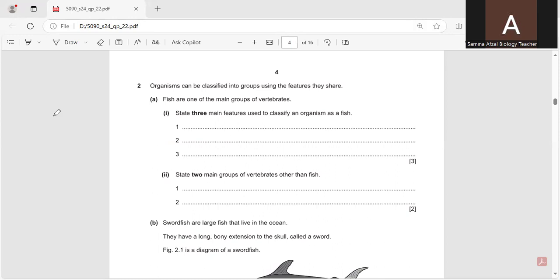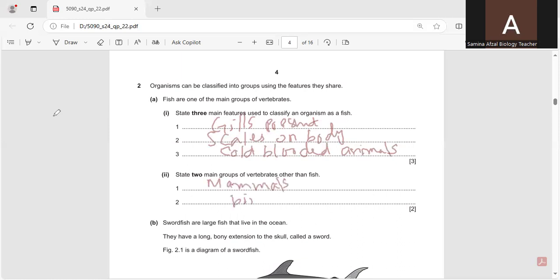So we have to write down the different characteristics of the fish on which we can say these are the fishes. So first of all, the gills are present in the fishes. Presence of gills. And secondly, they have scales on their body. And third one, they are cold blooded. Anyways, state two main groups of vertebrates other than fish. Other groups can be the mammals and birds.